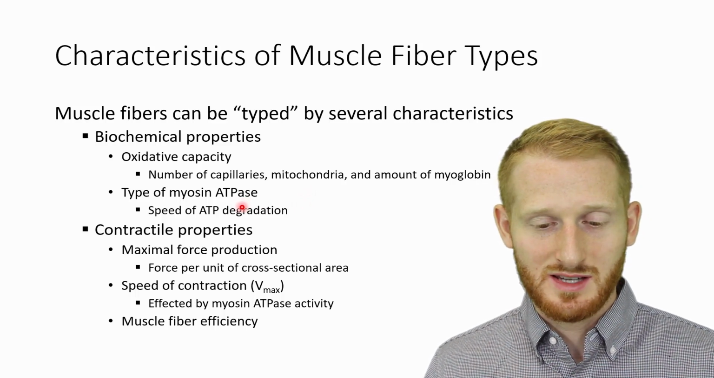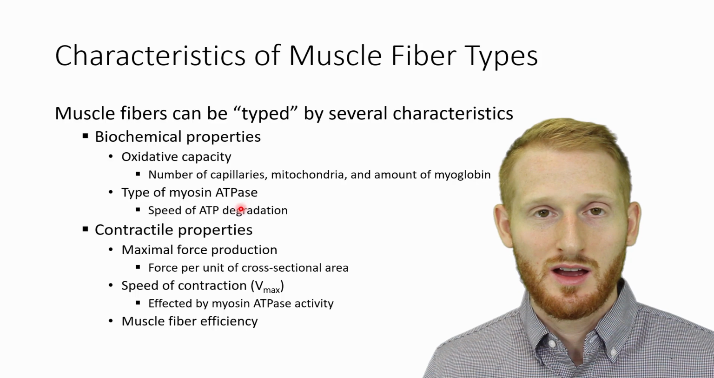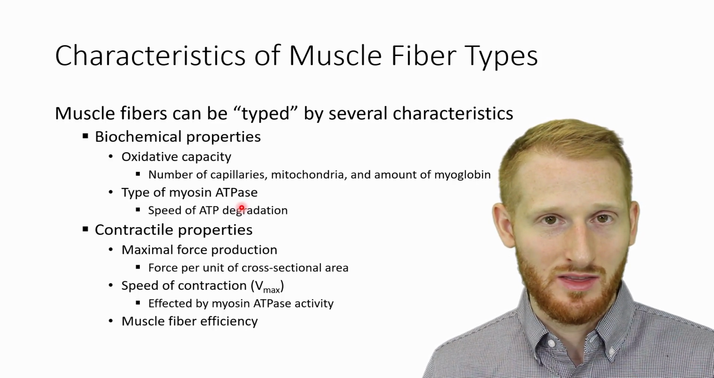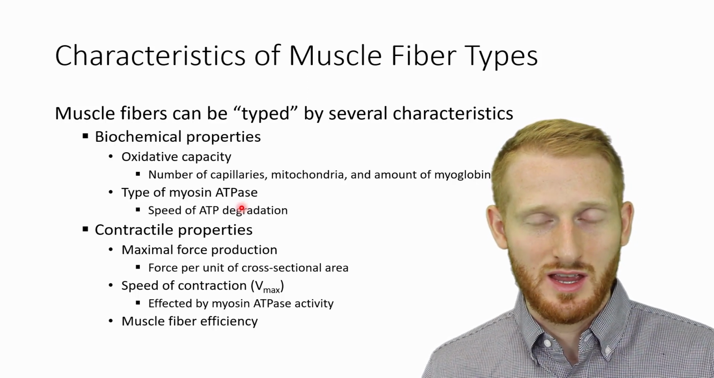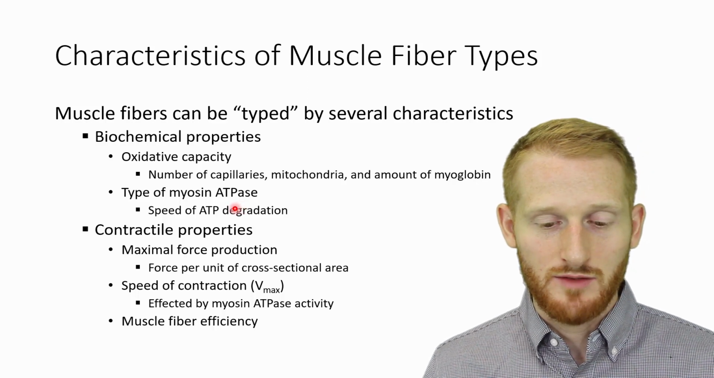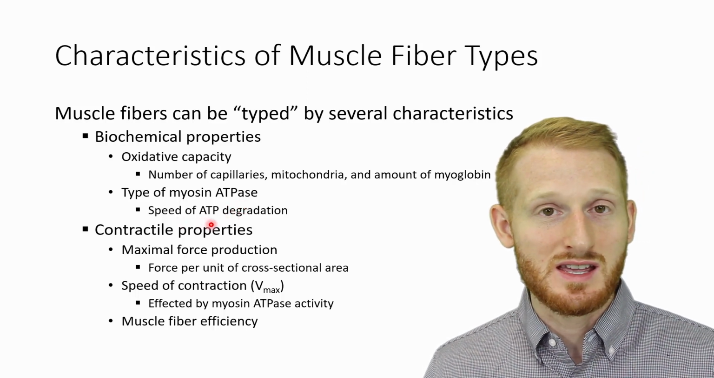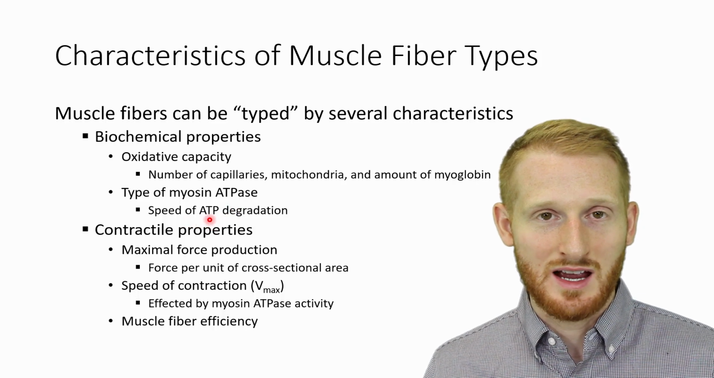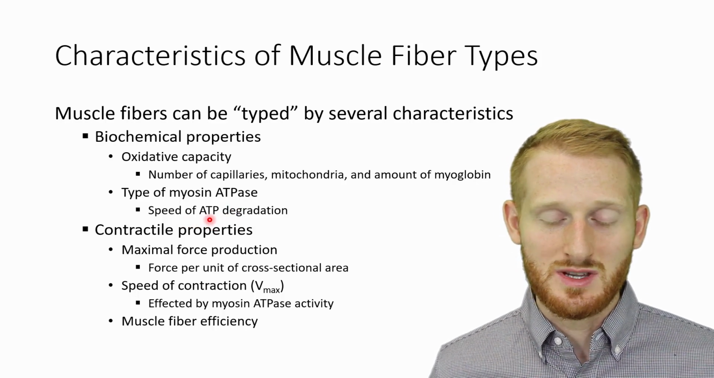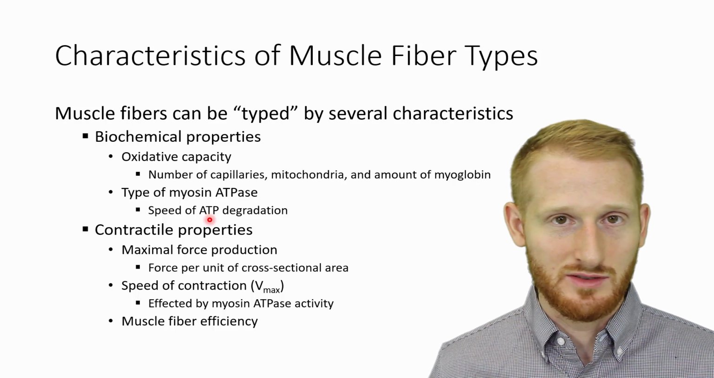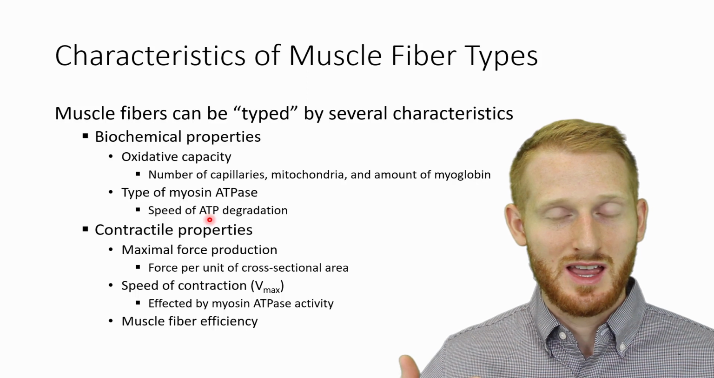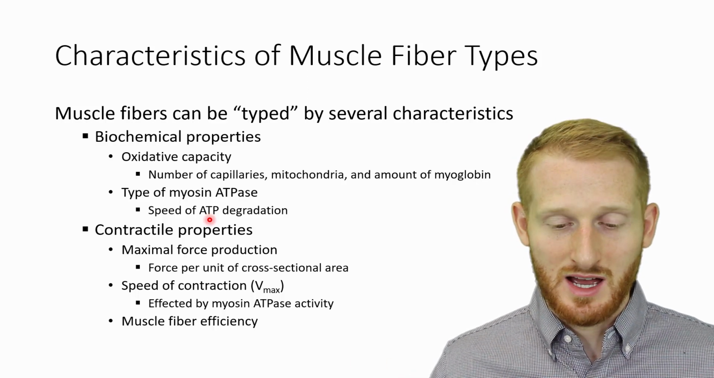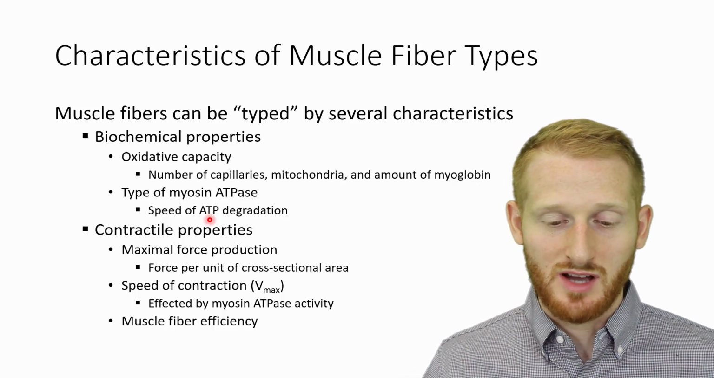You also have differences in myosin ATPase. All right, so myosin ATPase is the enzyme that breaks down the ATP, that unit of energy, and makes it so we can use it in order to cause a muscle contraction. If you have a very fast, a very speedy myosin ATPase that can break down the ATP, so degrade the ATP, then you can have faster rates of contraction and relaxation. So that means quicker contractions and more of them in a period of time. So that would be more like a fast twitch muscle fiber.